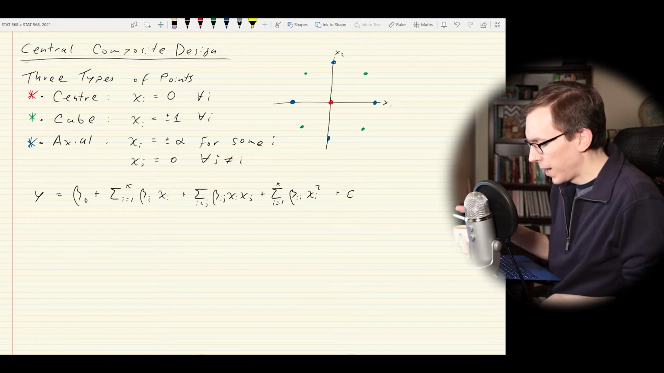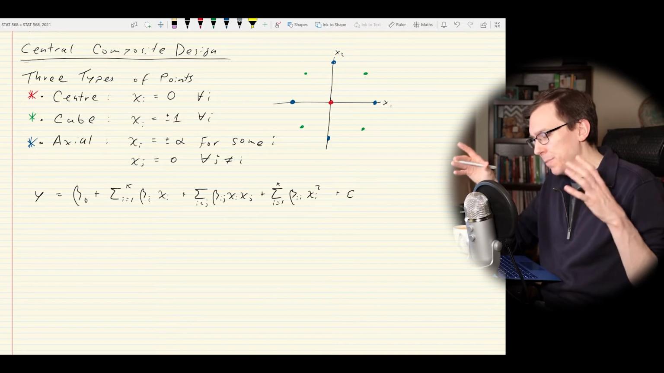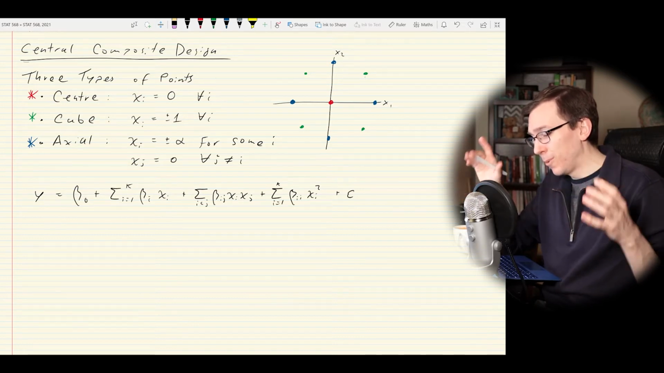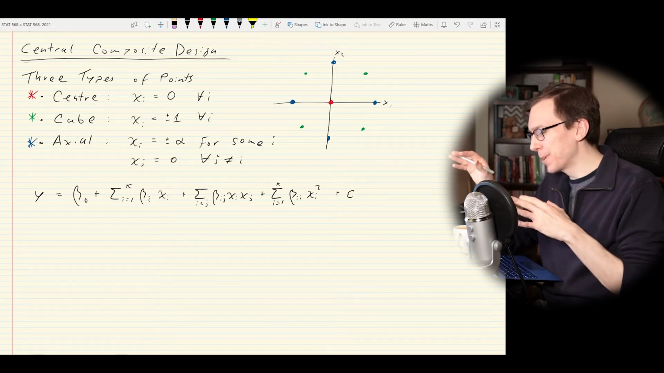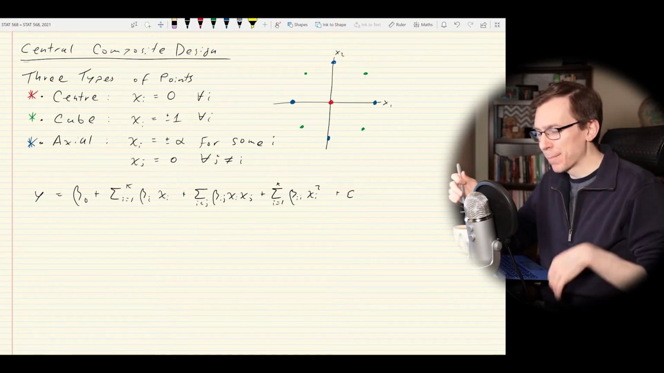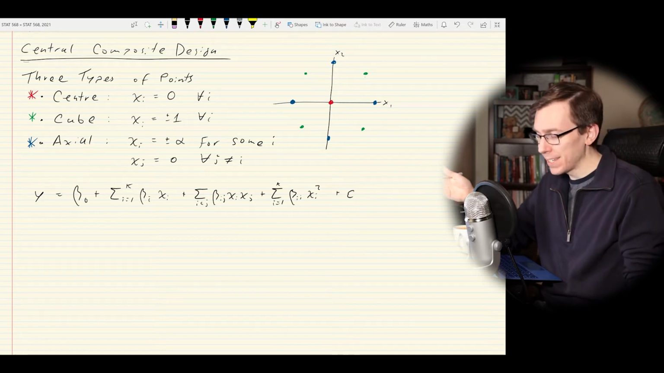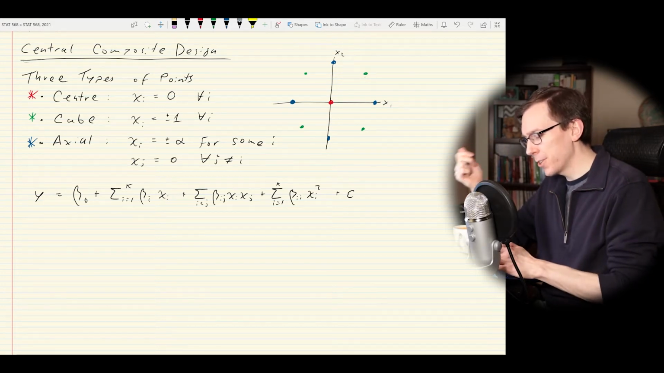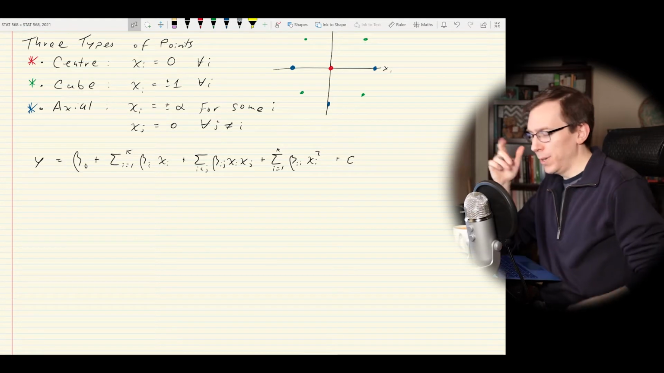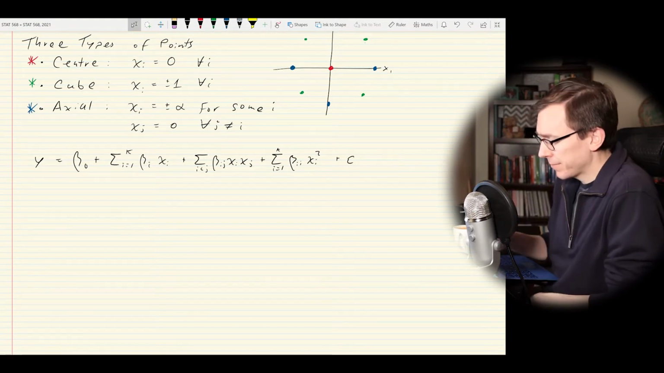I probably shouldn't have written y there. The idea is that we have some inputs x, we have an output y. It's really just a linear model. Yes, things are squared in this and multiplied together, but in a sense, you can think of this as just one big linear model that you can use least squares estimation to fit, assuming you have data points that allow you to estimate all these terms. So what I want to do is consider an example.